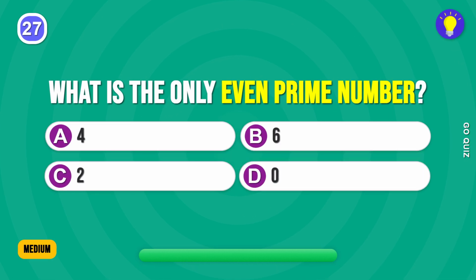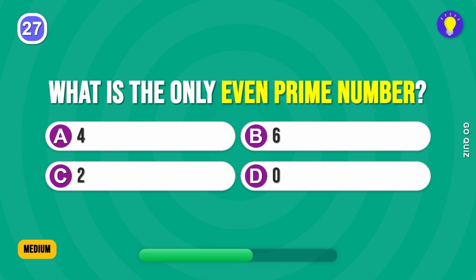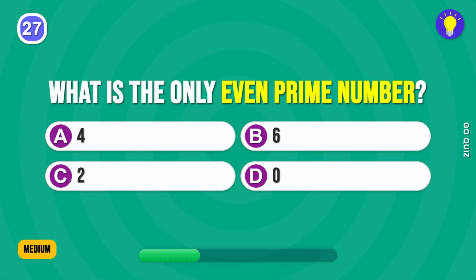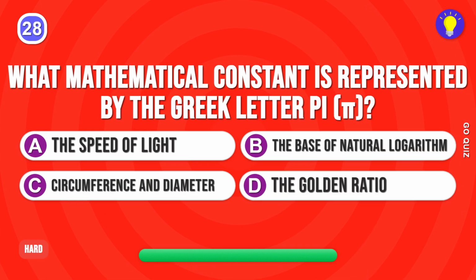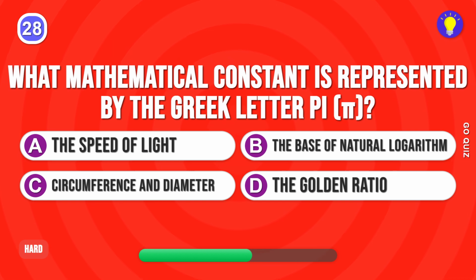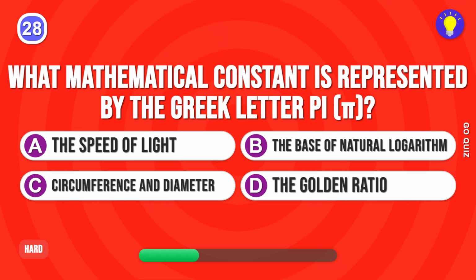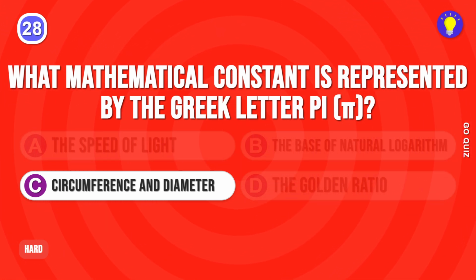What is the only even prime number? Two is the only even prime number. What mathematical constant is represented by the Greek letter pi? Pi is the ratio of circumference to diameter.